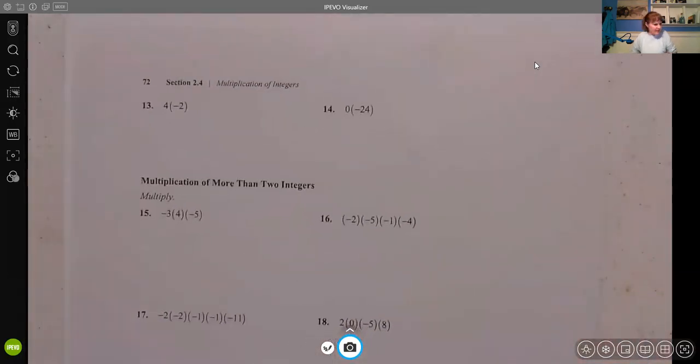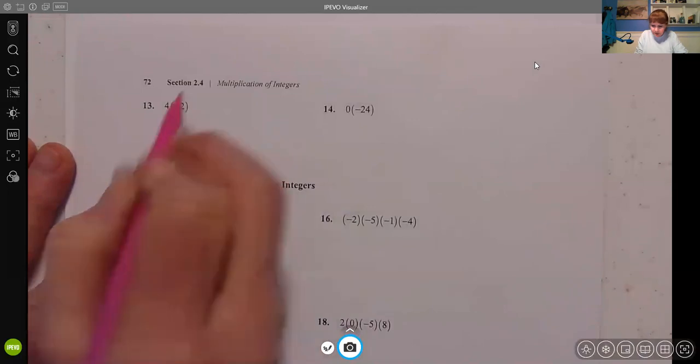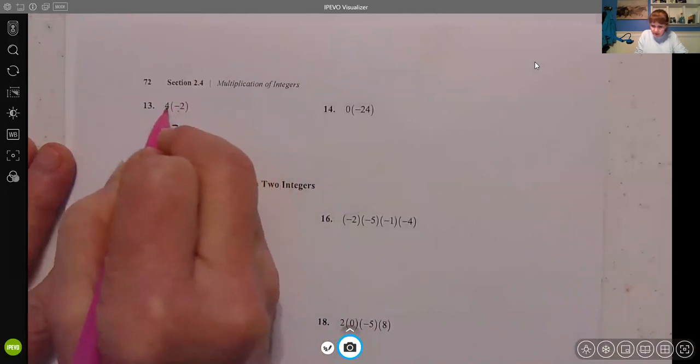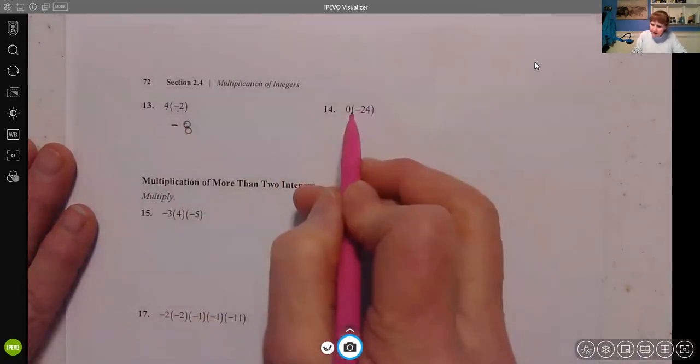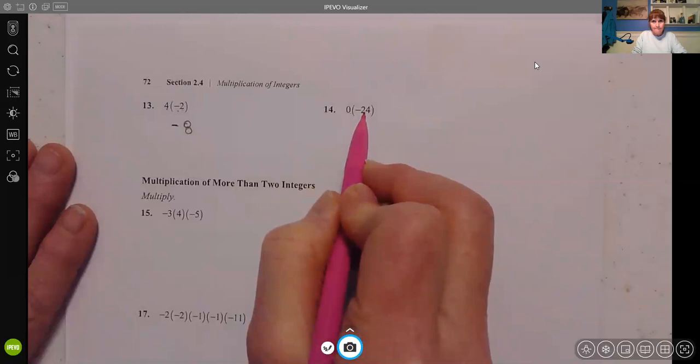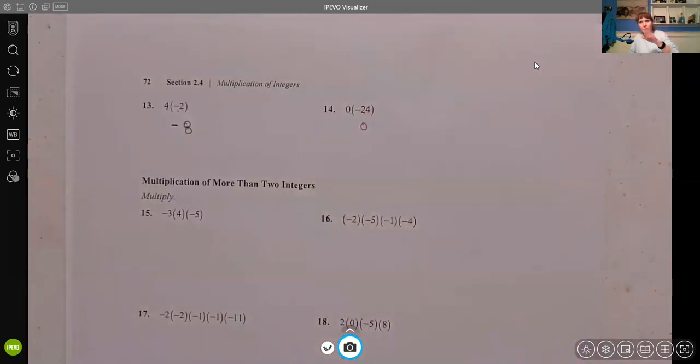Okay, let's turn the page over. We may as well. I mean, these really don't take very long. Here we've got 1 negative. 1 is odd, so our answer will be negative 8. Here, 0 times anything is 0, so it doesn't matter. It's just going to be 0. Whenever you have a 0 when you're multiplying, your answer is 0.